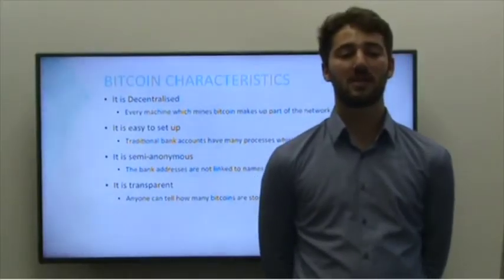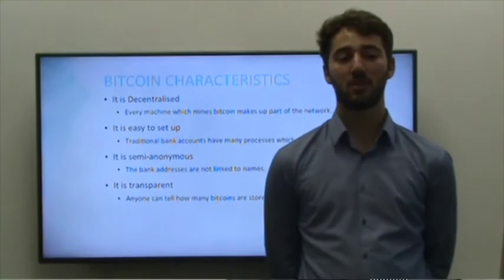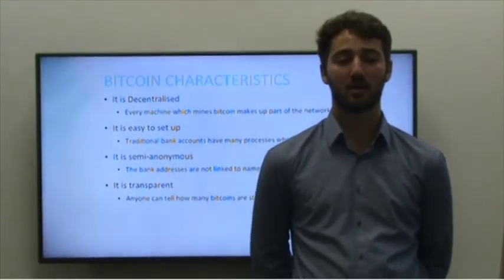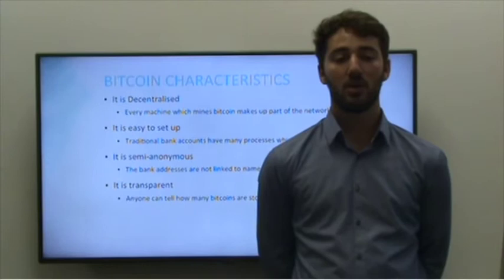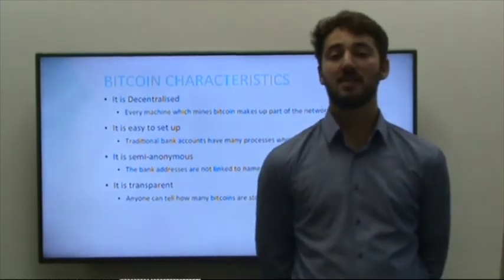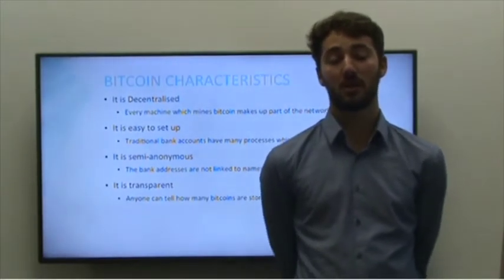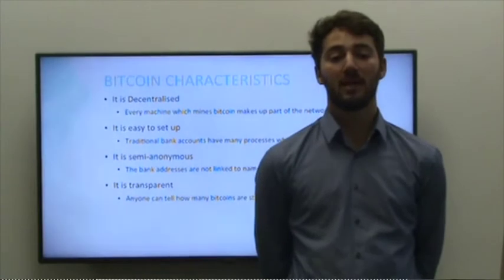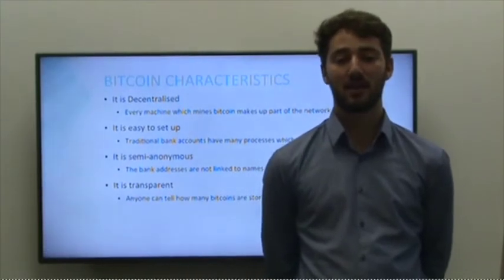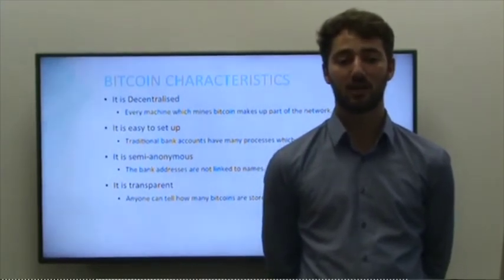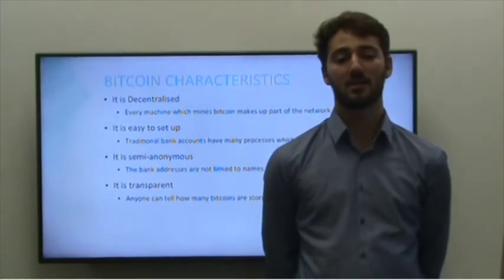The Bitcoin network is decentralized. Every machine which mines Bitcoin is part of a network, and the machines work together. No one can tinker with the monetary value of the currency. It is easy to set up, unlike a traditional bank account, where there are many processes which have to be undergone. It is anonymous to an extent, as many users can set up a different account without personal identity info.